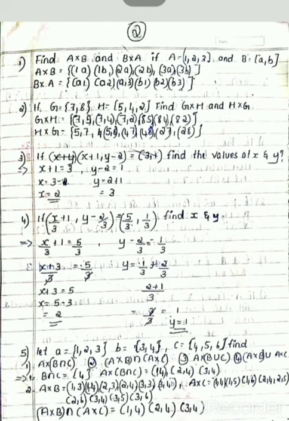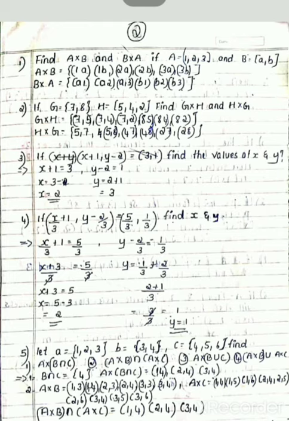Let capital A be equal to 1, 2, 3. Capital B be equal to 3, 4. C is equal to 4, 5, 6. Find A cross B intersection C, and so on. See what is given there, just go through that. How do you do that? Let us take the first sum, A cross (B intersection C).